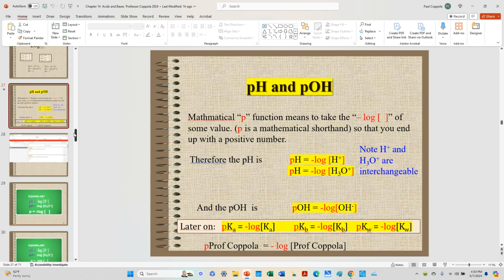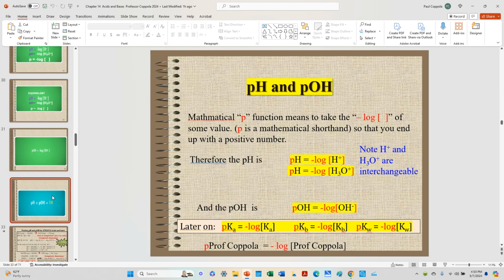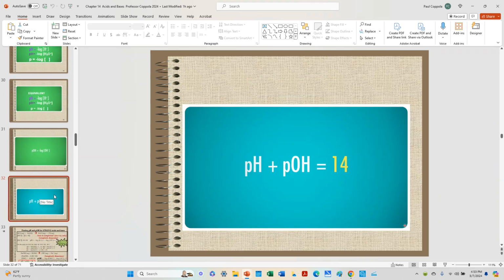Alrighty, let's go to slide 32. And remember that pH plus pOH is 14. So in some problems you have to find the pOH first because the OH- concentration is given, and then once you get that, you can find the pH by subtracting from 14.